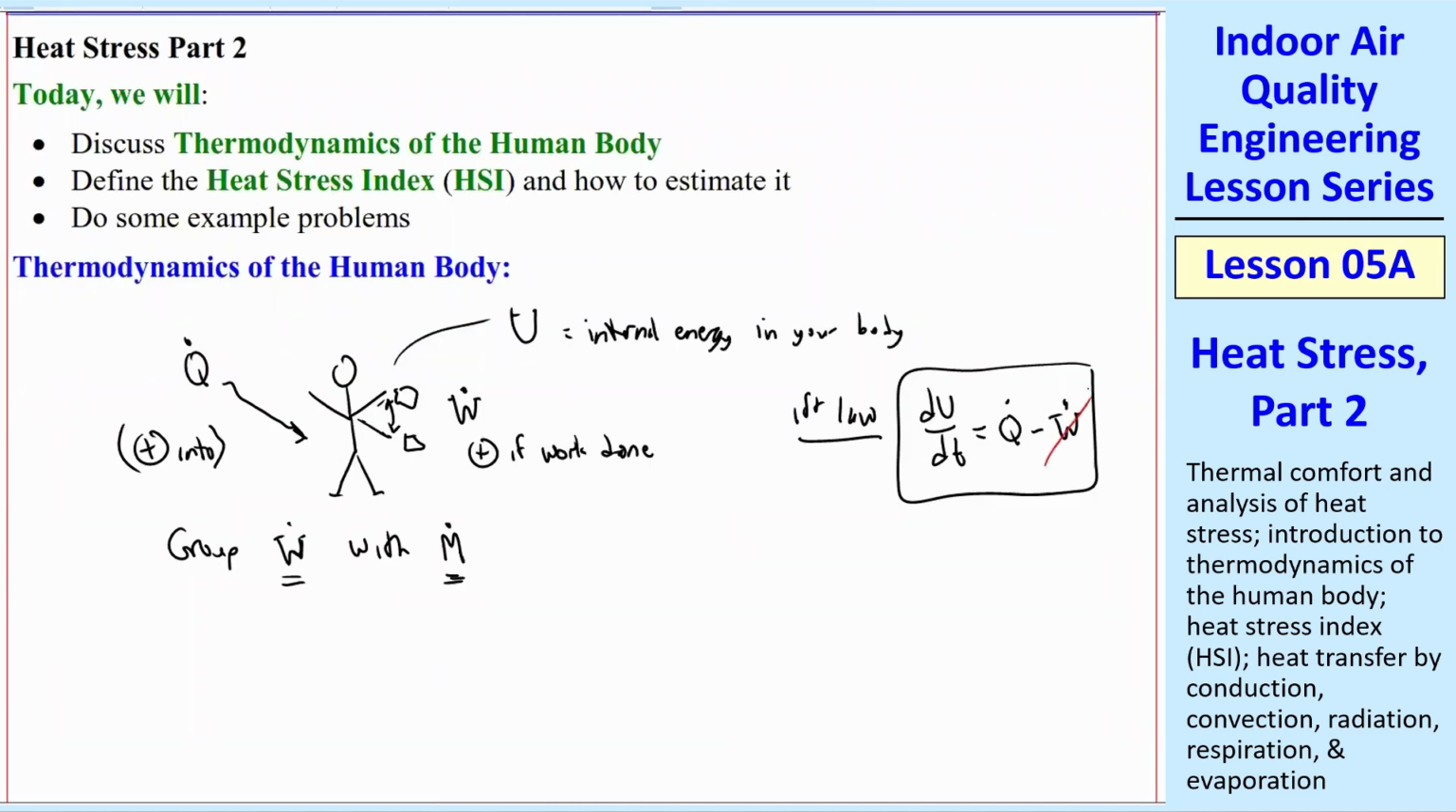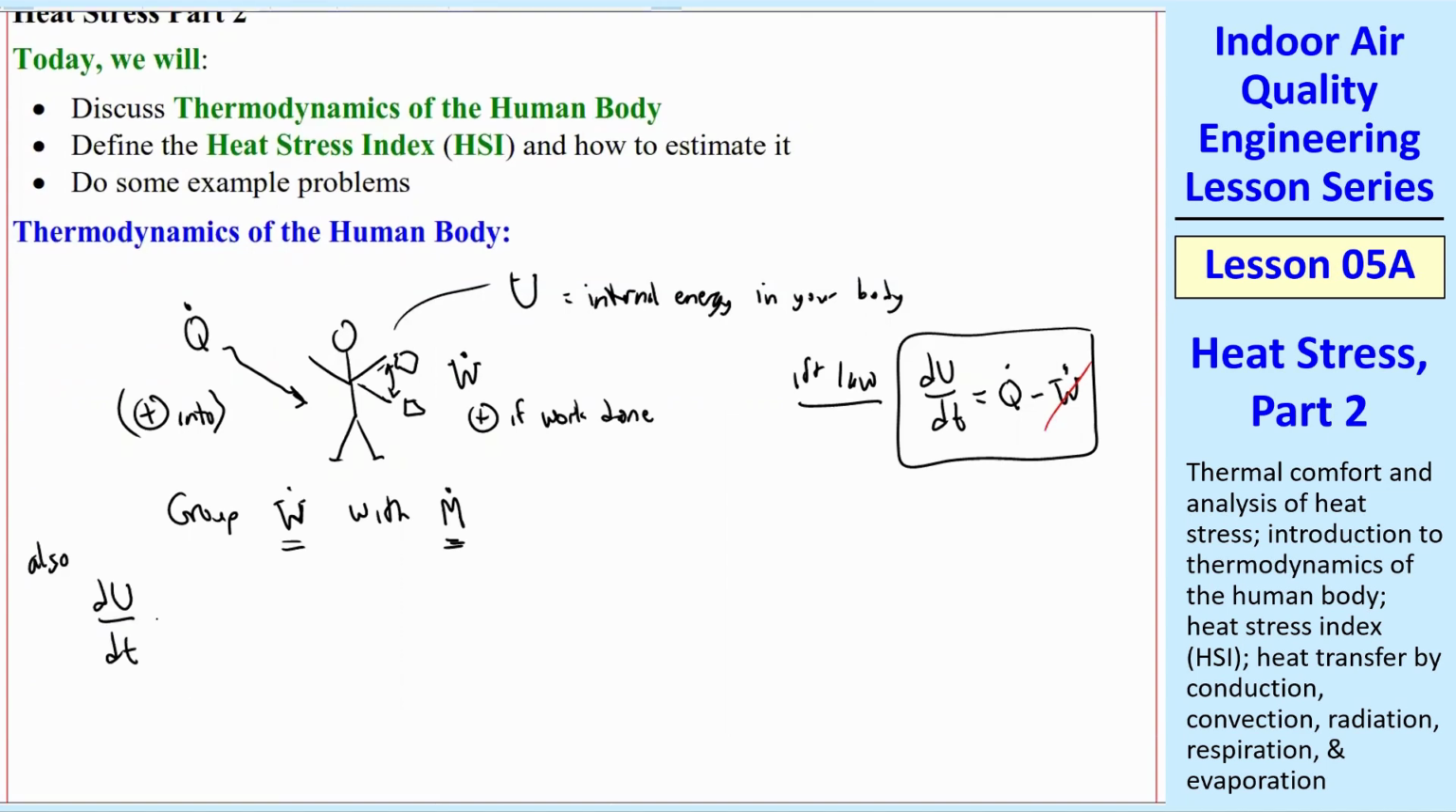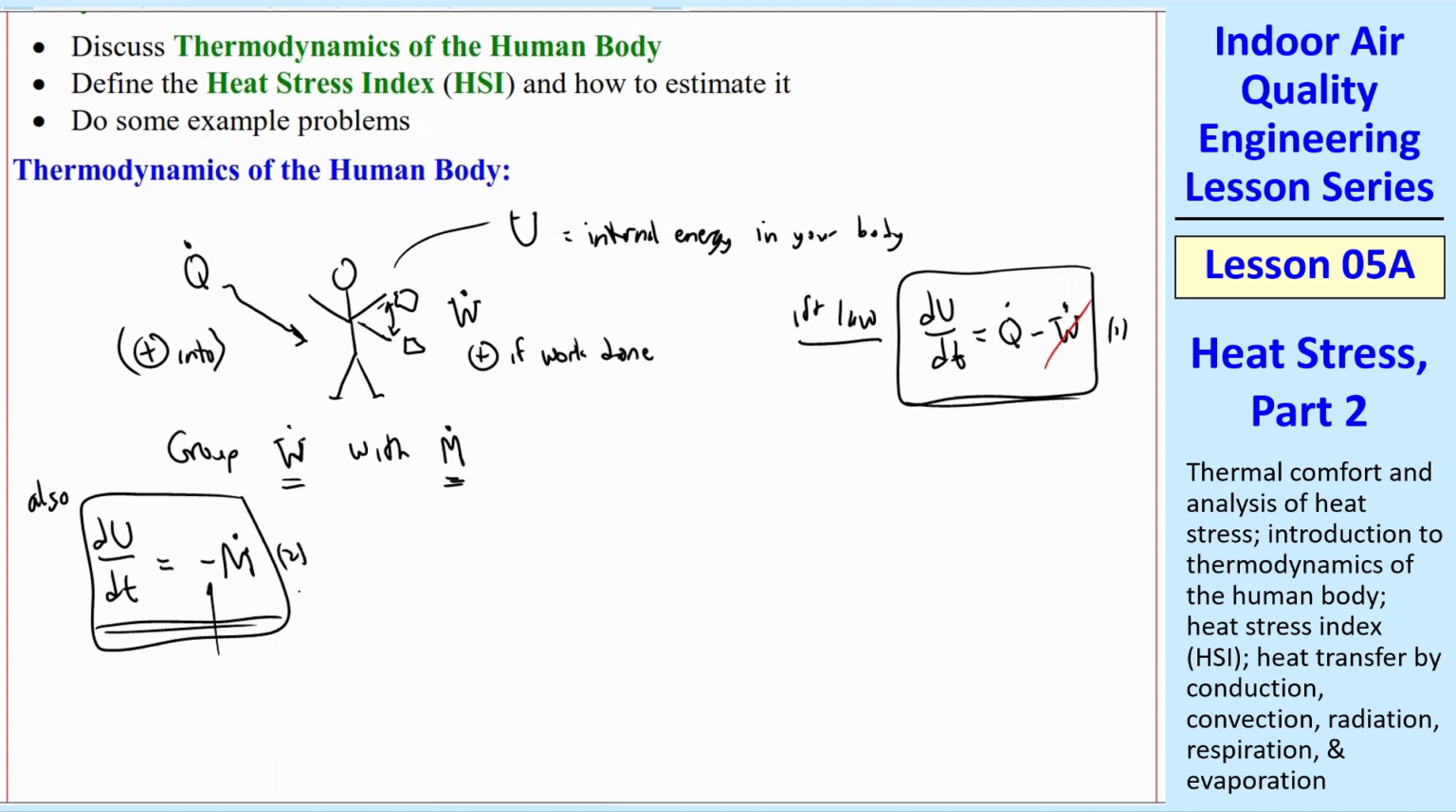So cross off W dot. Also, from a thermodynamics point of view, dU/dt is negative M dot. So we have these two equations, 1 and 2. The first equation is your standard first law, but we're ignoring the work done. We're going to instead look at rate of change of internal energy in your body, and that's due to the metabolic rate. So in other words, your internal energy is decreasing, that's why there's this negative sign, as you burn up that energy. We know how to calculate M dot for various types of people, body weights and sizes, etc. We talked about last time, various activity levels.